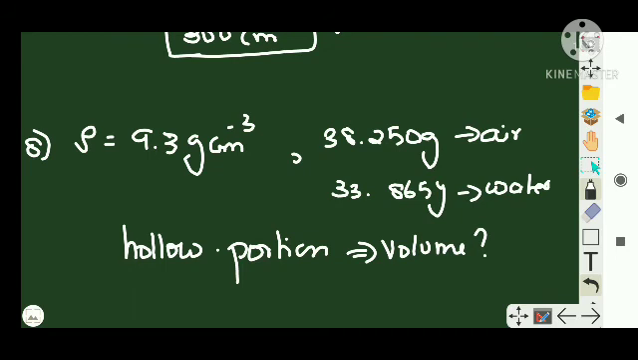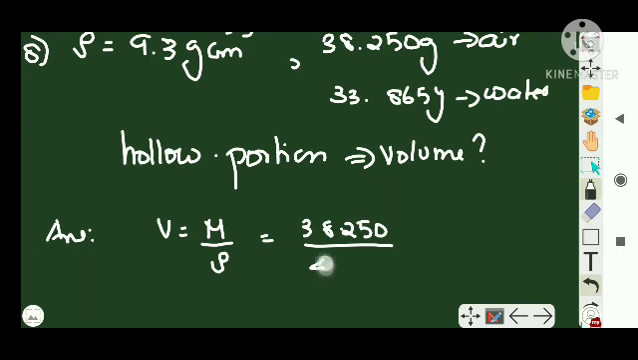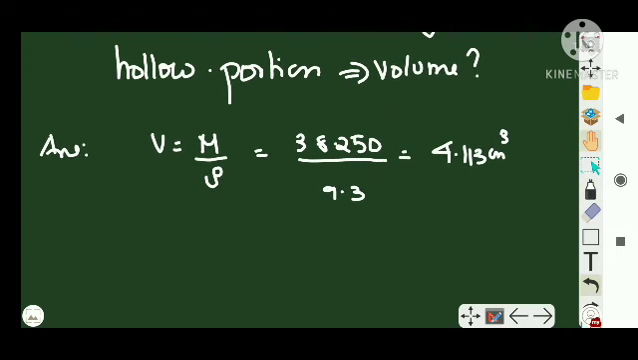Clear? This question, guys. See, first let us find the volume of this gold piece, because its mass and density are given, right? So volume is mass by density, so it is 38.250 divided by 9.3. So you will get the answer as 4.113 centimeter cube. So this is the volume of the gold piece.